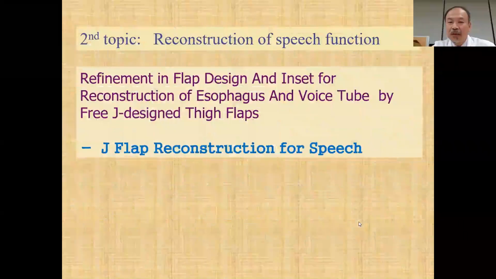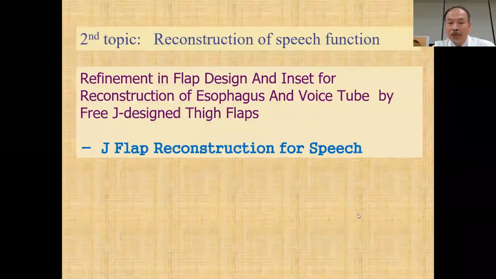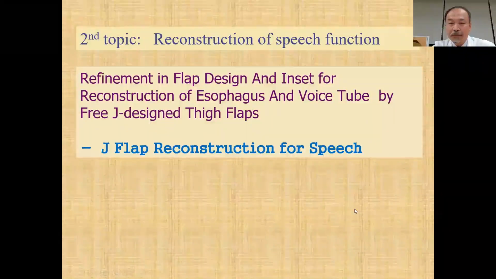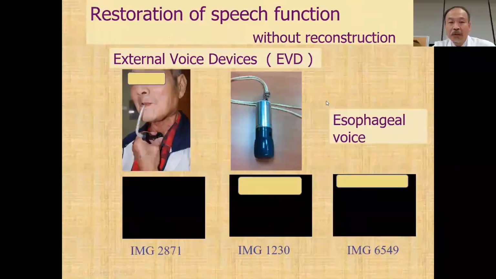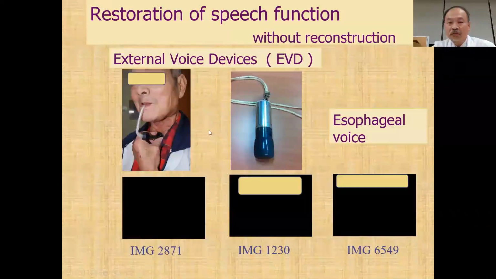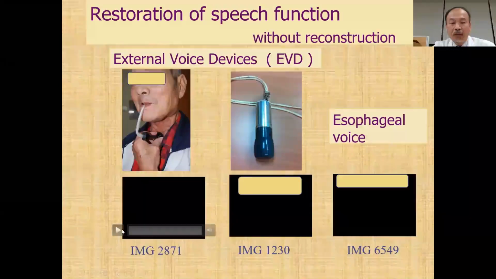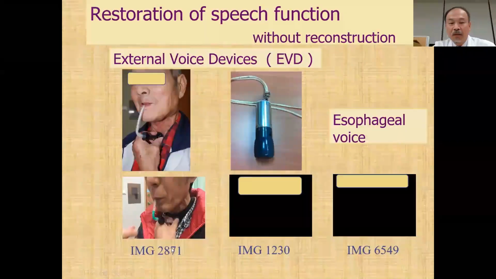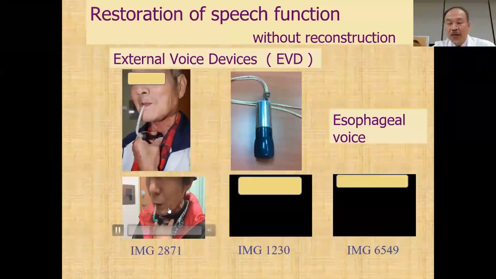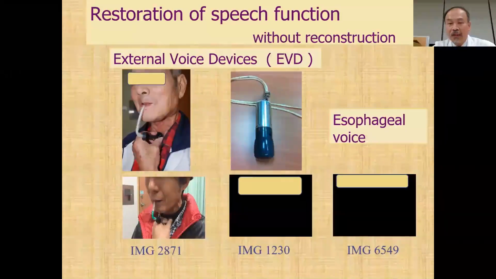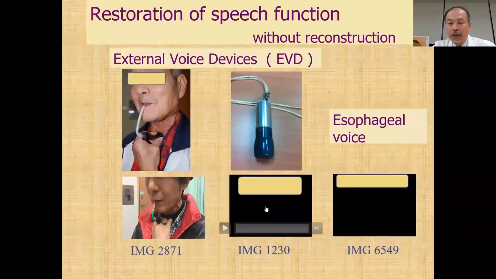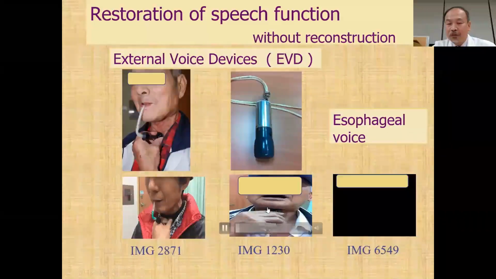In the second part, I will talk about the reconstruction of speech function. We use the J-flap reconstruction for speech. Without the reconstruction, we know we can use an external voice device to restore speech. Here, I demonstrate the speech. This is the pneumatic larynx. The patient can use this to talk, but the sound is like a toy, and the saliva accumulates in the tube, and the patient needs to shake the tube, and then he can keep on speaking. Patients sometimes don't like to use this in public. And this is the electronic larynx.